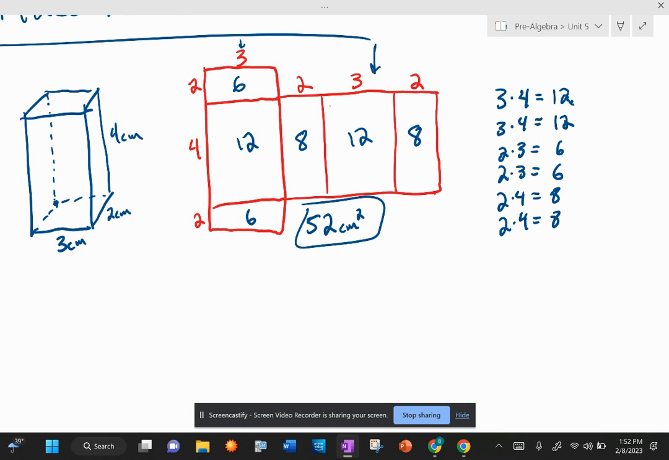Now, does that give me the same amount of areas as drawing the picture out did? Yes, it should. It gives me 2 12s, gives me 2 6s, gives me 2 8s, and then all I have to do is add them all together, and it'll give me 52 centimeters squared. After you multiply all of those together, you need to add them up, just like you did with the individual squares or boxes.